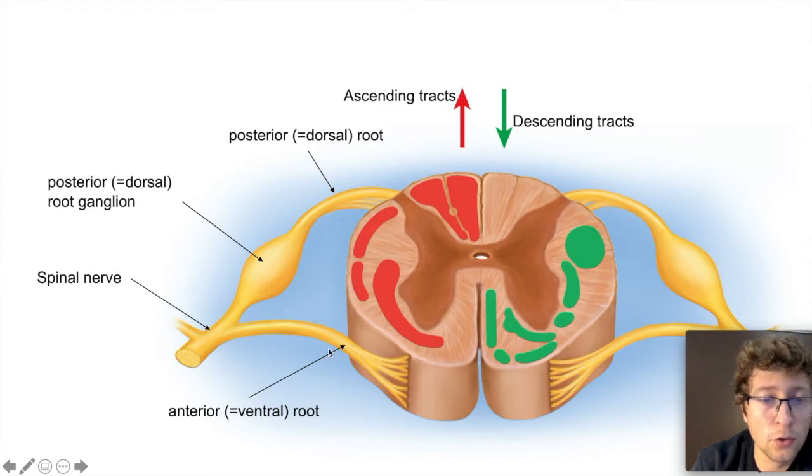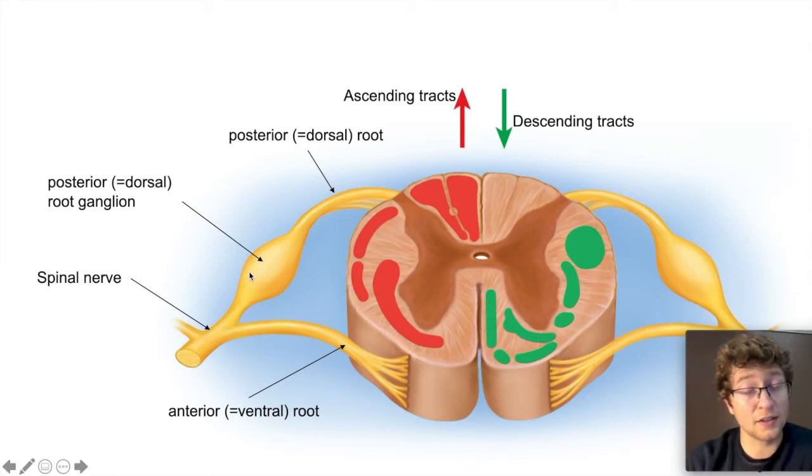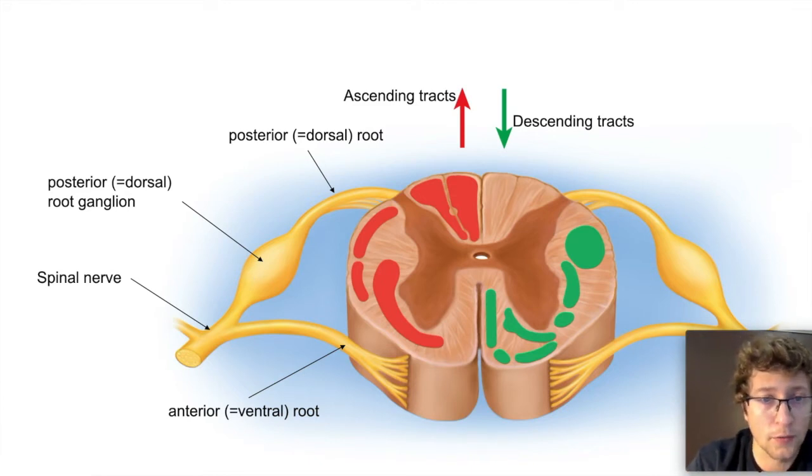So these are two types. These are both roots. Our anterior root will be just motor information. Our posterior root will be just sensory information. And then the reason we have this dorsal root ganglion is this is where the actual cell bodies will be located for sensory nerves. Our motor cell bodies will be here in the gray matter, and the sensory cell bodies will be in the dorsal root ganglion.